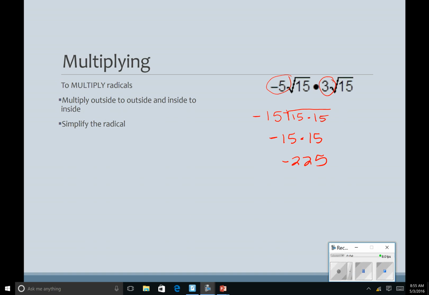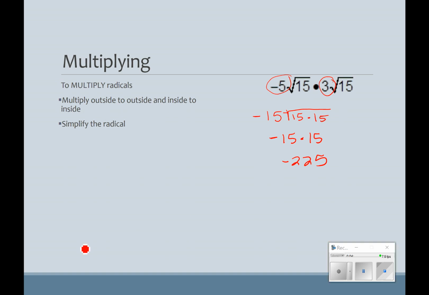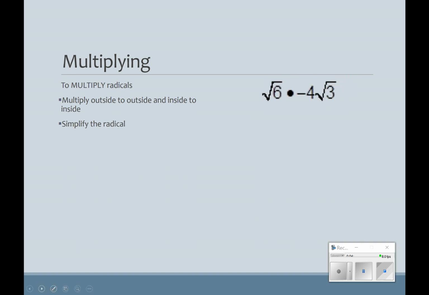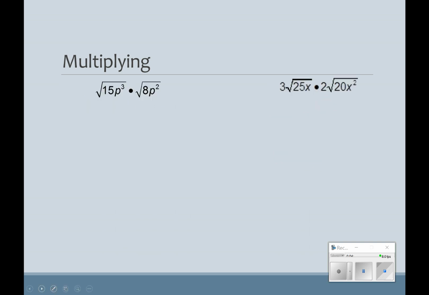All right, so we're going to look at a couple more examples of multiplying. So here, there's nothing to multiply the negative 4 by, so it stays out in front. It's the coefficient. 6 breaks down to 2 times 3, and then we bring this 3 down as well. And I'm going to pull out my pairs, bring it to the front, and multiply, so I get negative 12 times the square root of 2. And that is simplified.